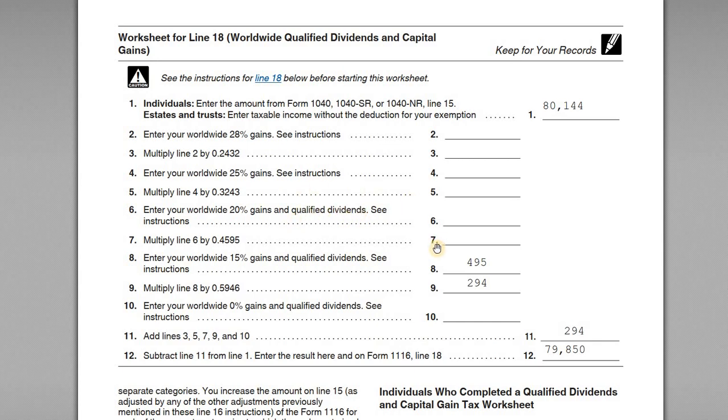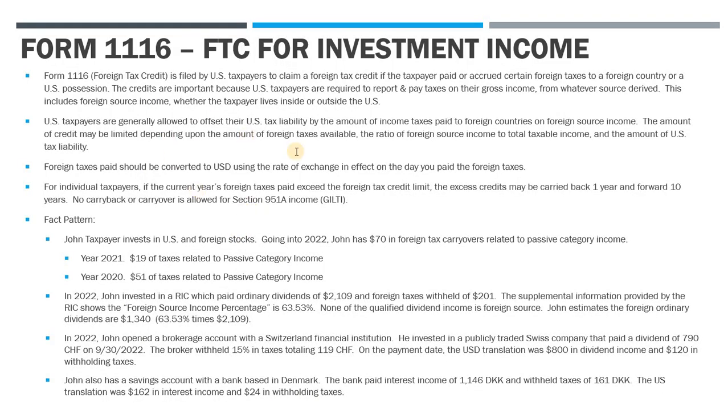And we do have a worksheet here from the Form 1116 instructions. We'll go into this in more detail when we get to that part of the 1116. But this worksheet is required when you have income that is capital gain, so long-term capital gain dividends, long-term capital gain income, or qualified dividend income, or both. And we'll see why this becomes necessary when we look at the 1116. And then lastly, I do have one slide covering some background on the 1116 and then the fact pattern that we're going to be working with.